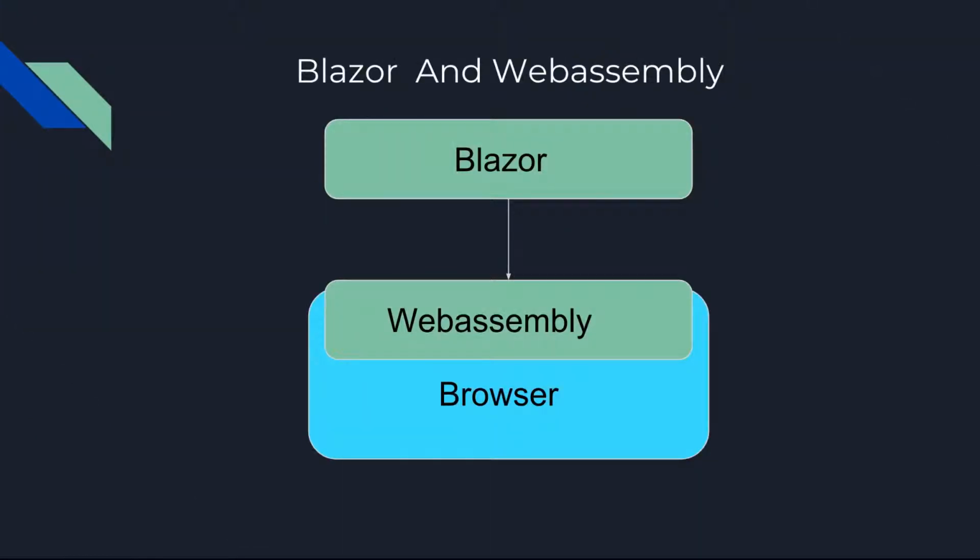I have already told you, in a brief way, how Blazor works. Blazor is built on top of WebAssembly. WebAssembly is a new specification by which you can run code written in C, C++, and Rust at near native speed in the browser.